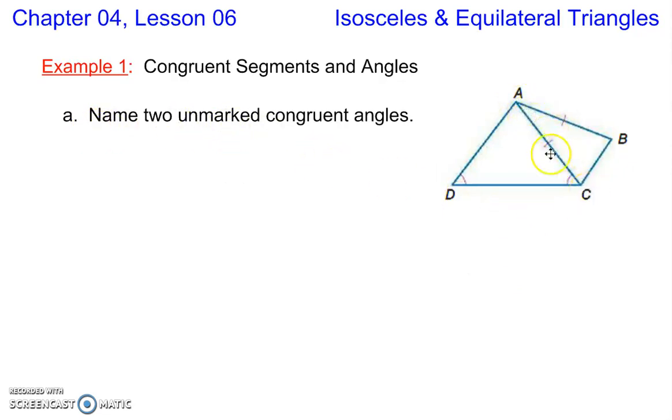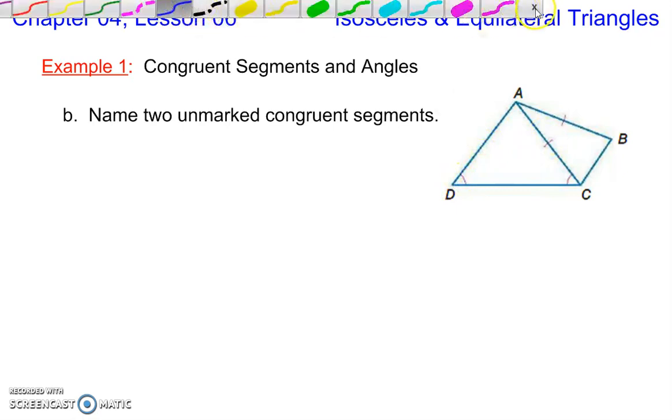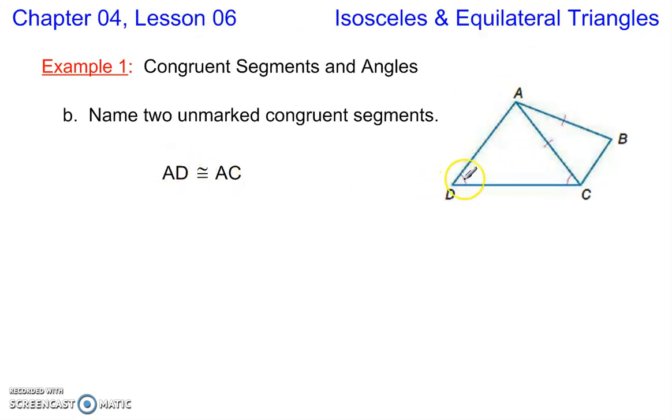Since we know that AC and AB are congruent, we know that the angles opposite those are congruent. So that's ACB and ABC. Name two unmarked congruent segments. Since we know angle D and angle C are congruent, we know that the sides opposite those angles are congruent. So AD and AC.